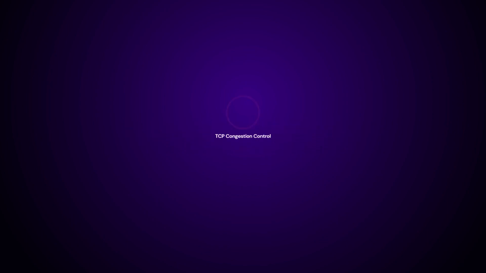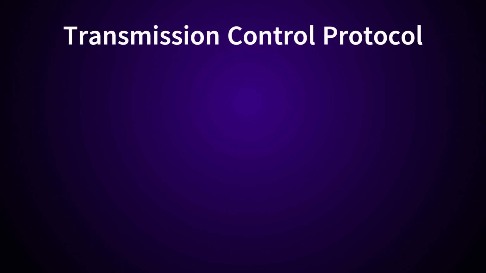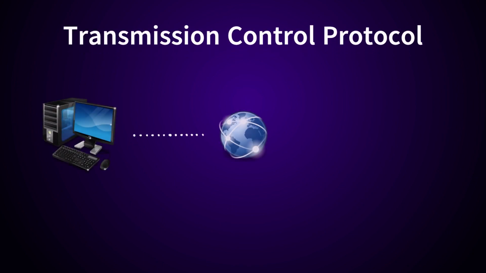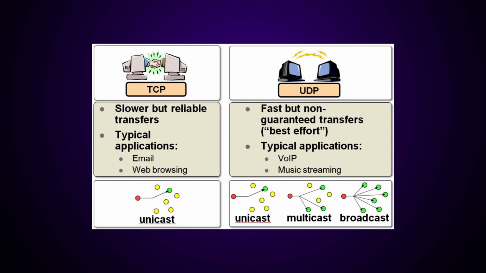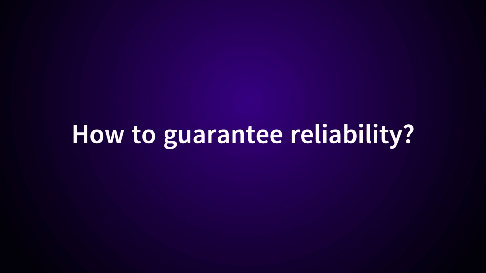Let's talk about TCP congestion control. But first we have to ask, what is TCP? TCP, short for Transmission Control Protocol, specifies how devices exchange data over the internet to one another. It also ensures reliable transmissions of data, as opposed to another protocol you may have heard of, UDP, which does not offer reliability. But how can we guarantee that the receiver always receives all data from the sender?